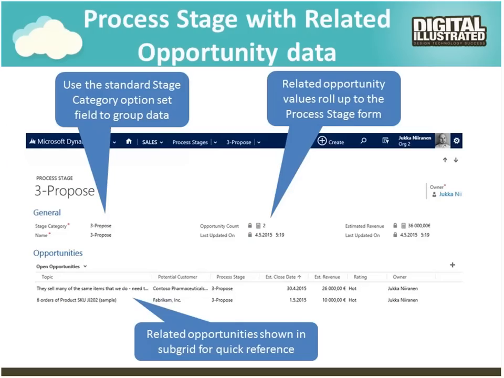So what will I capture onto this custom entity? There's 1 per each of the stage categories. So I use the same categories as the BPF does there. And then I have the rollup fields there on the form. There's the opportunity count, and on the right side there's the estimated revenue. And those actually come from the related opportunities that I can then show on this process stage form as well. So I can see where these figures come from, and I can also show the timestamp for when they were last updated.